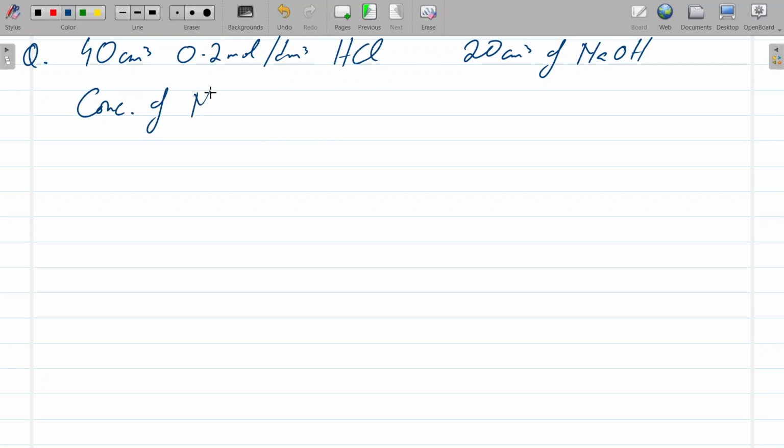Concentration of NaOH solution in grams per decimeter cube. So how do we start off with this? We have to find the concentration of sodium hydroxide, the sodium hydroxide solution. The first thing we need to do is write out a balanced equation.